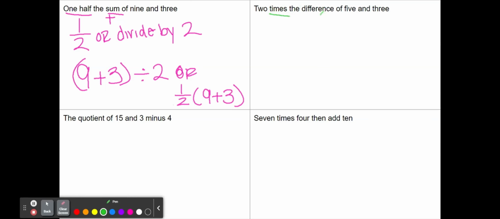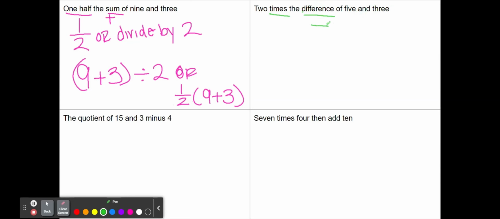All right, so we have the word times and we have the word difference. In this particular situation, I want to go ahead and attack where it has 2 numbers where I can actually get an expression. So let's attack the difference of 5 and 3.